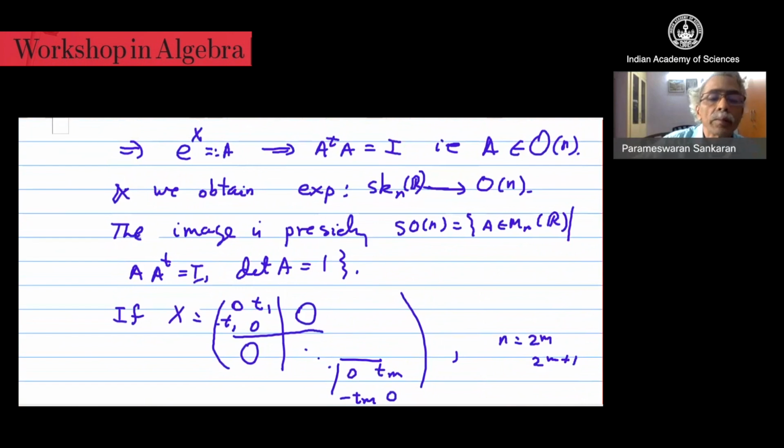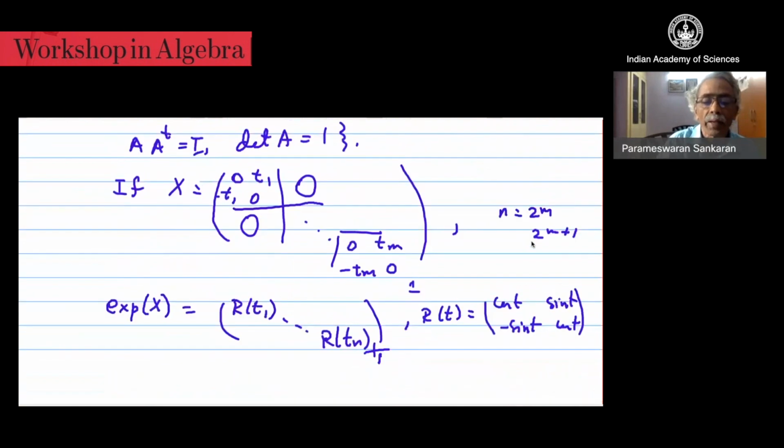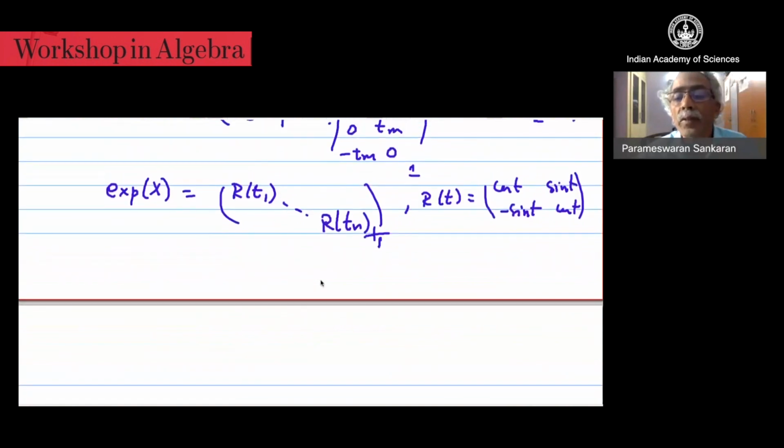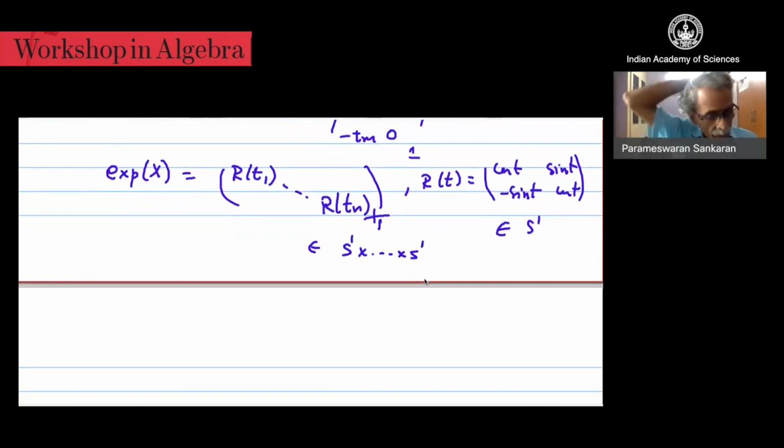So that shows that the image is precisely this. Okay, I went a little too fast. The main thing is that once you know that this is what is called a maximal torus, this is like S1. The image is an element of S1. This is actually an element of S1 cross S1 cross S1, n-fold copies. So this is called the maximal torus and so on.